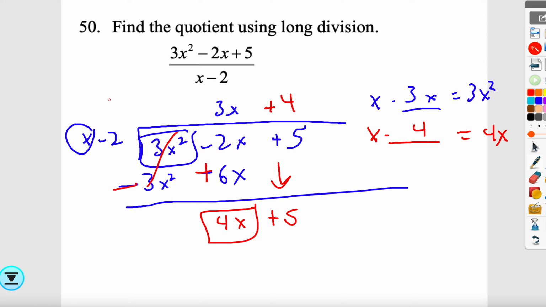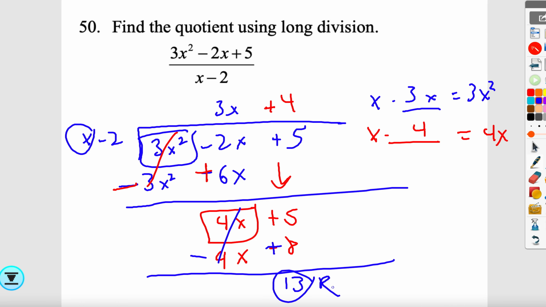Well, that's a positive 4. We need a positive 4. Multiply that out. So then we get 4x again times negative 2 is negative 8. We're going to go ahead and switch the signs now, right? So positive becomes negative, negative becomes positive. So these cancel out and we get 13. This 13 is our remainder.